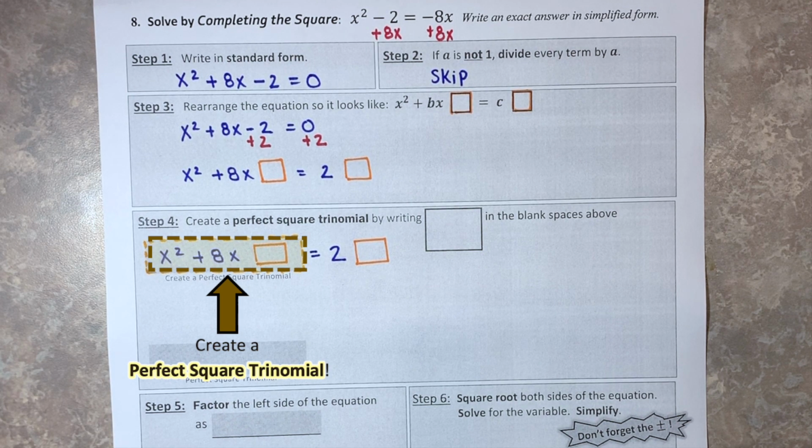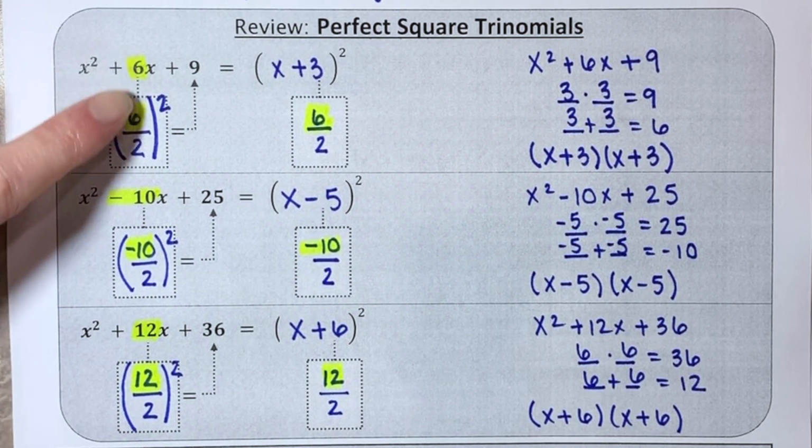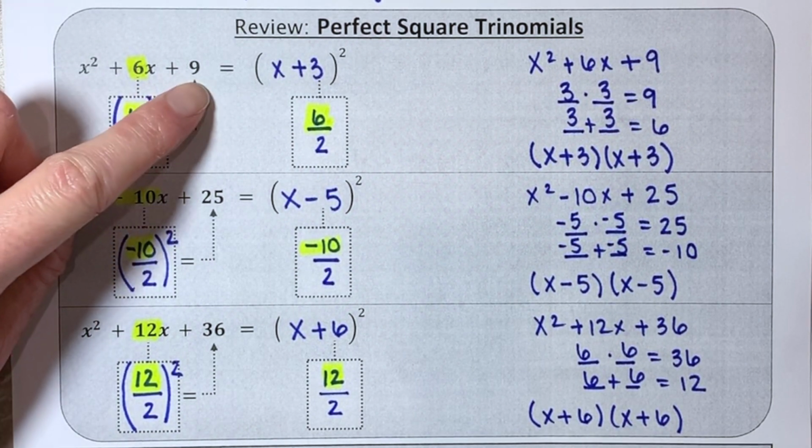How do we create a perfect square trinomial? Well, we know this special property that perfect square trinomials have. If you take the coefficient of the x, divide it by 2, and square it, that'll tell you what your constant should be. So let's do just that.